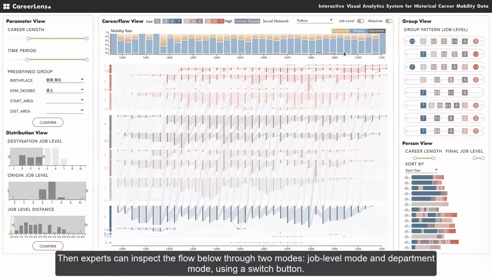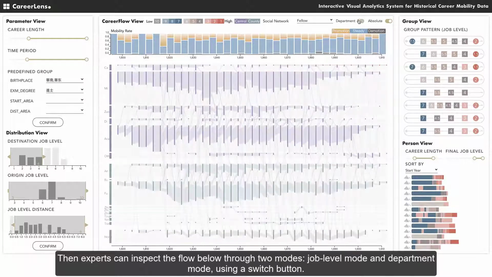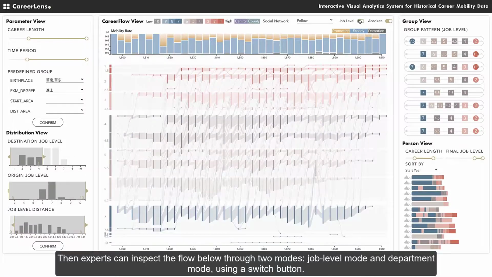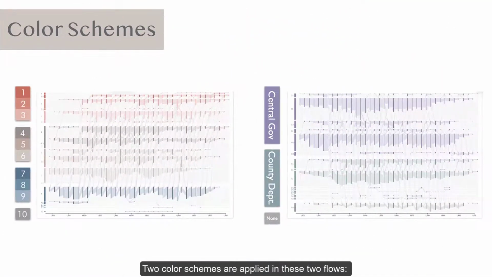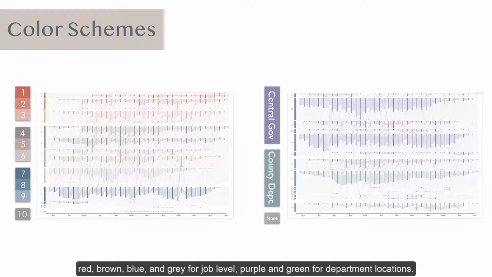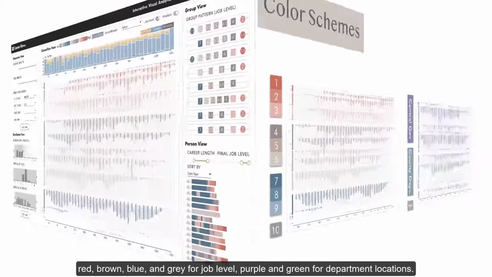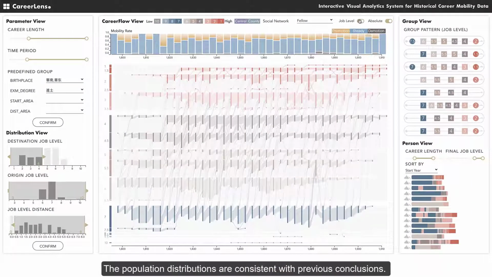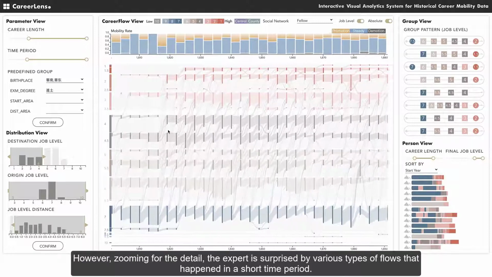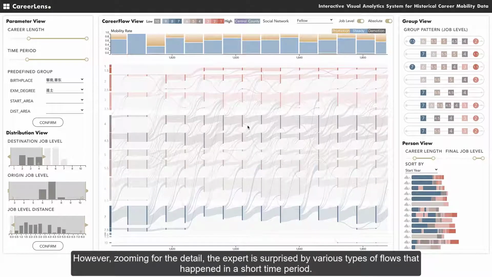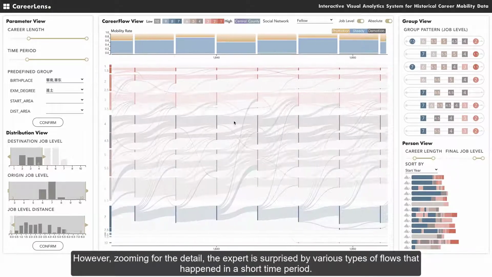Then experts can inspect the career flow below through 2 modes, job level mode and department mode, using a switching button. 2 color schemes are applied in these 2 flows: red, brown, blue, and gray for job level, purple and green for department locations. The population distribution is consistent with previous conclusions. However, zooming in for the detail, the expert is surprised by various types of flows that happen in a short time period.